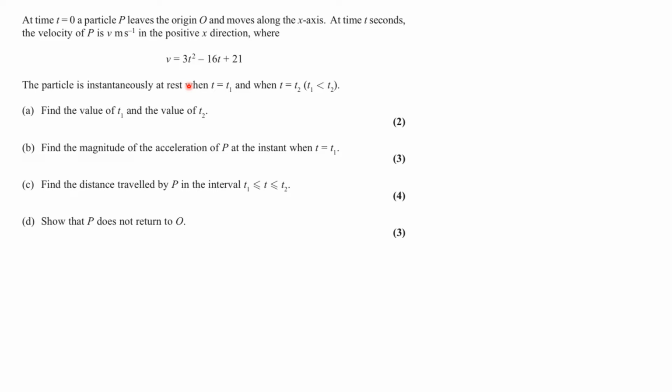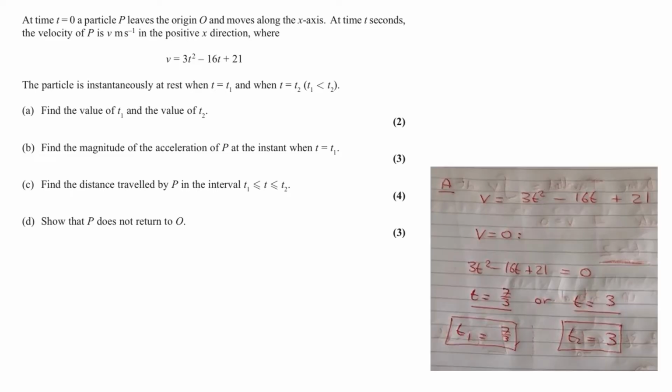But actually we've got the velocity here, right? We're given the velocity. So all I need to do is set that velocity to 0 and solve it straight away. It's quite nice. It's almost on a plate for us. So for part A, 3t squared minus 16t plus 21, set that to 0. You end up having to solve a quadratic equation. You can then use your calculators to solve that, or factorize, and you'll get 2 values, 7/3 and 3.